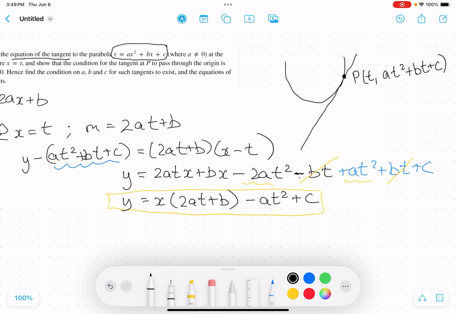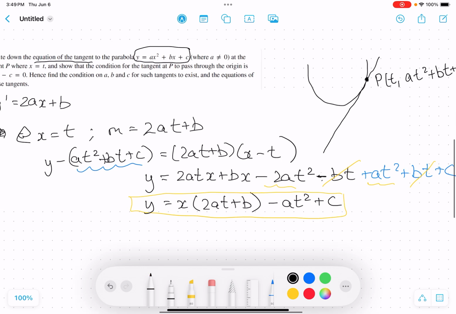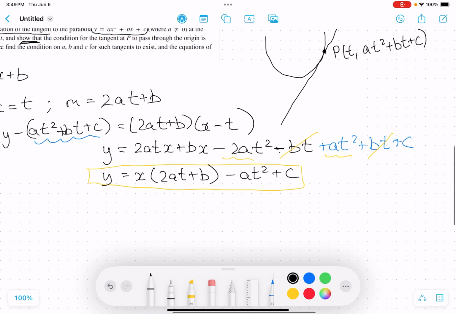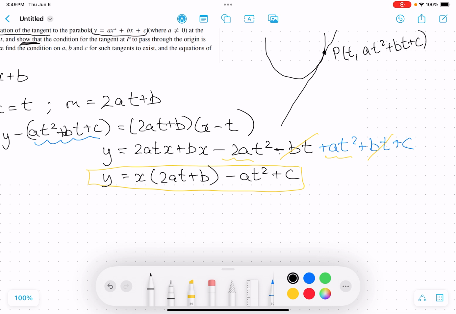Got it? So that was the first part of the question, and the second part is to show that the condition for the tangent at P to pass through the origin is that. So it talks about this passing through the origin. Let me make it pass through the origin. Let's say the origin is here, that's the x-axis, and it passes through the origin. So clearly it has to pass through 0, 0.